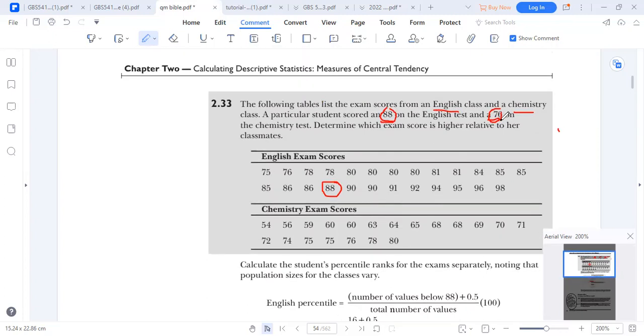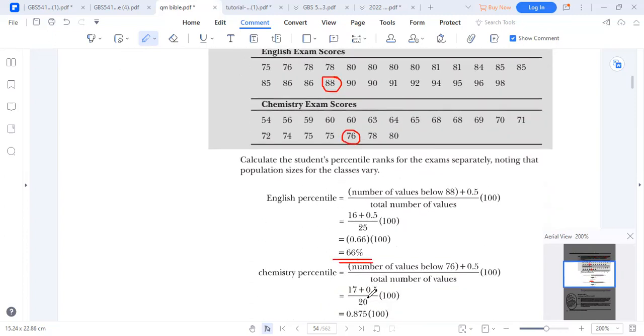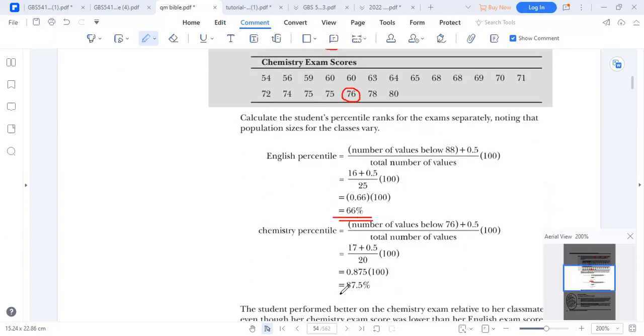Then for the other one, 76. Identify where the 76 is. It is here. Then you count 1, 2, 3, 4, 5, 6, 7, 8, 9, 10, 11, 12, 13, 14, 15, 16, 17. So it will be 17 plus 0.5 over 20 times 100. So you get 87.5.